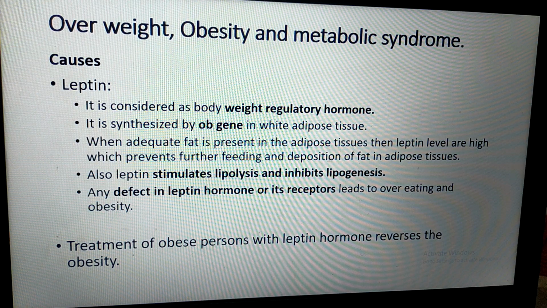Now, if there is any defect in the leptin hormone or its receptor, it leads to overeating and obesity. So if leptin is synthesized in a normal quantity, then the chances of obesity are less, but if there is a defect in the leptin synthesis or its receptor, then it leads to obesity. Nowadays, treatment of an obese person with leptin hormone reverses the obesity. So this is leptin.